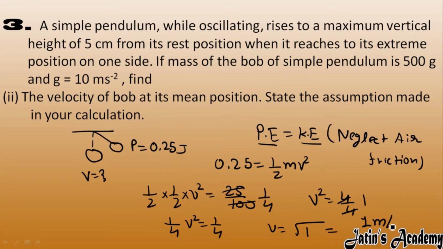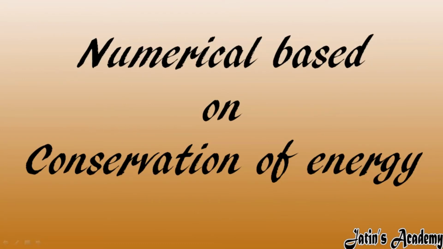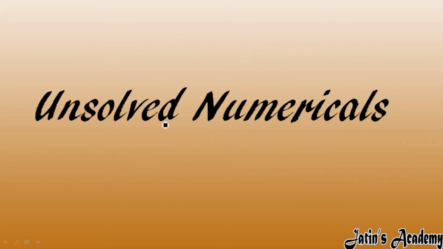Why 1 meter per second? Because we have to calculate velocity and the whole system is in SI. So here velocity we got as 1 meter per second. Clear? Next we are going to start the numericals based on conservation of energy. Now we have to see the unsolved numericals.